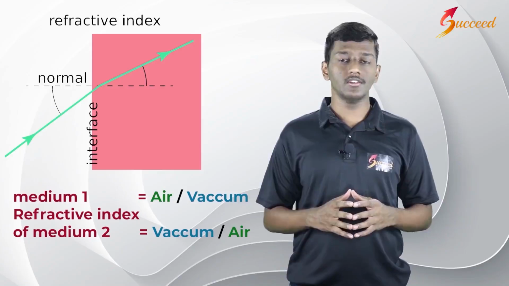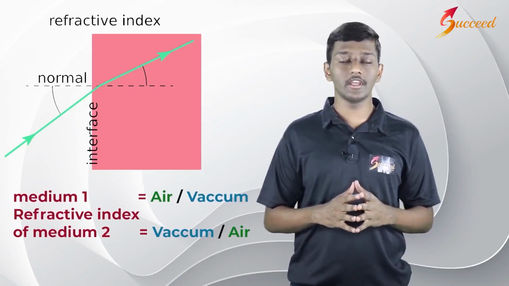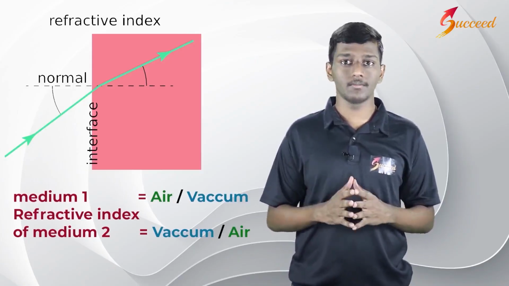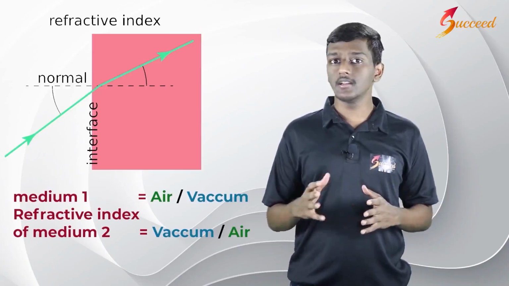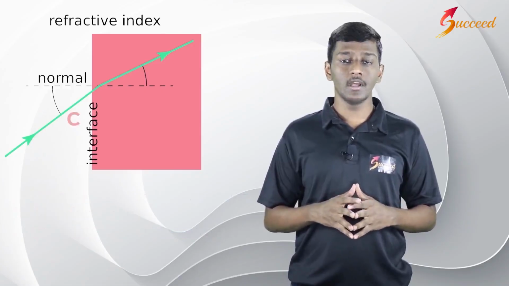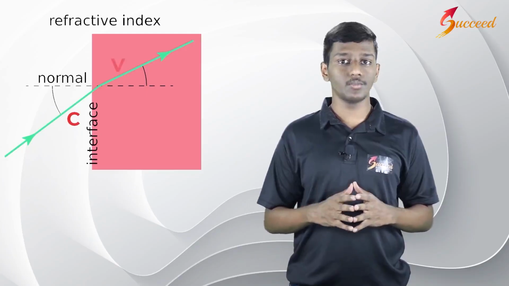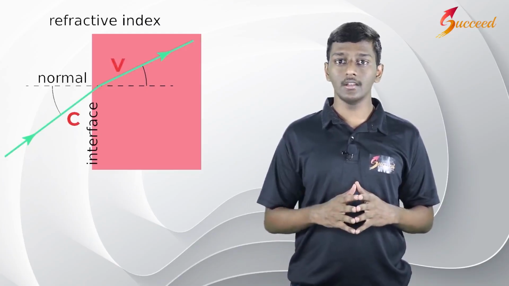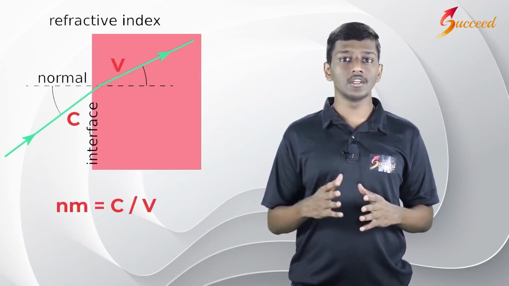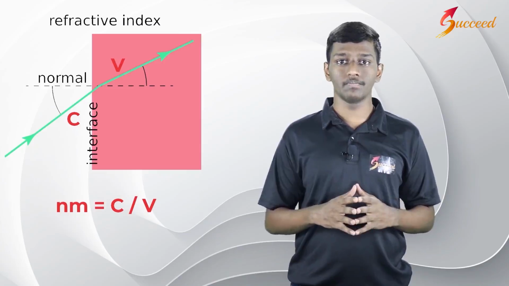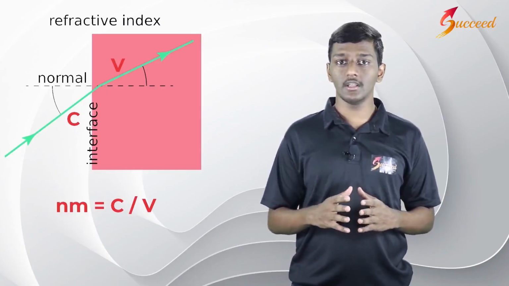If medium 1 is air or vacuum, then the refractive index of medium 2 with respect to vacuum or air is called the absolute refractive index. It is simply represented as, if c is the speed of light in air or vacuum and v the speed of light in the medium, then nm is equal to speed of light divided by speed of light in the medium. That is, nm is equal to c by v.